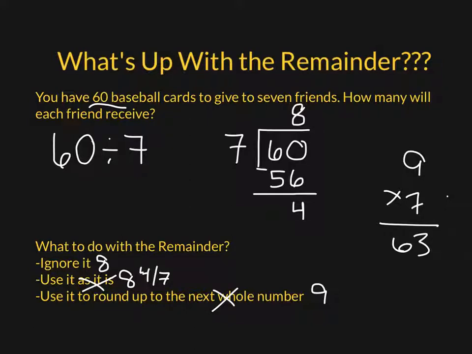So I hope these helped you a little bit. Once again, a couple of reminders. Take out the numbers at first to figure out what the problem's trying to ask you. Second, really think about what that remainder means. Do you need to ignore it? Do you need to use it? Do you need to use it to round it up to the next whole number?